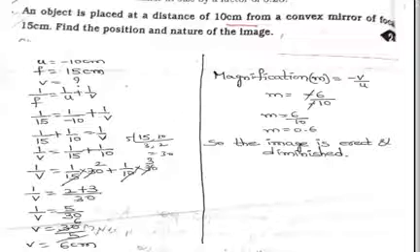So when the object is placed at a distance of 10 centimeter from a convex mirror of focal length 15 centimeter, then the image will form at 6 centimeters. Okay, so this is the image distance. This image is a virtual image, and we can see it in the mirror. And this image is an erect image and diminished image, means here the image size is small when we compare with the object size.